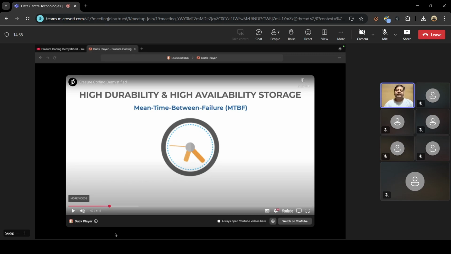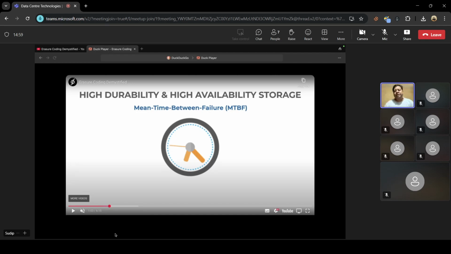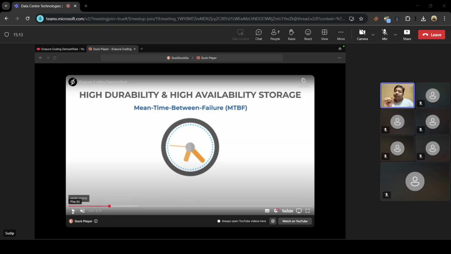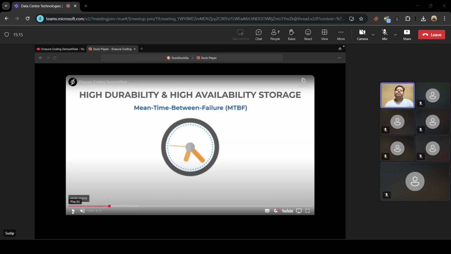And as I said yesterday, you cannot pinpoint the exact time when any device or any drive is going to fail. Yes, you can get some indications, but you cannot pinpoint the exact time. That's why you can only bring out an average. You cannot really specify a time. And that's called mean time between failure. Mean means average, right? Average time between failures.